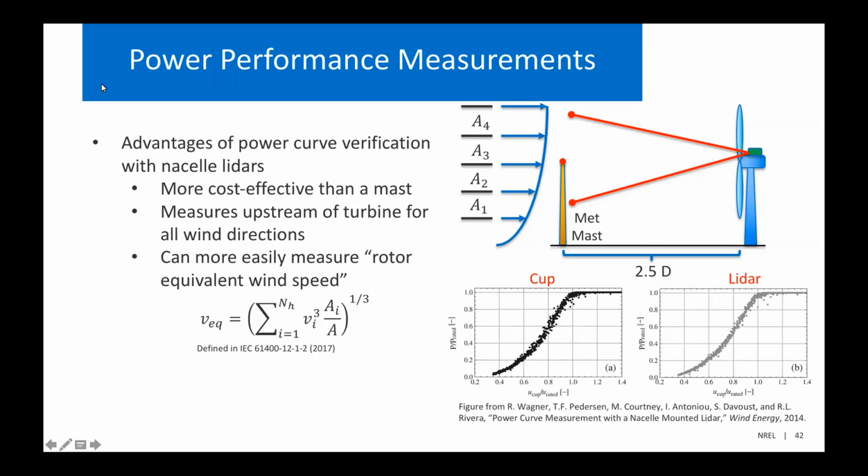So by combining measurements from different heights on the rotor plane, this should provide a more representative wind speed that the turbine will experience than measuring at a single point at hub height. Scanning Nacelle LiDAR can easily measure at different heights and come up with this rotor equivalent wind speed. And for some of these reasons, such as measuring upstream and measuring the rotor equivalent wind speed, Nacelle LiDAR measurements can reduce the scatter in the power curve compared to a single cup anemometer at hub height. So that's shown in these plots on the bottom right.